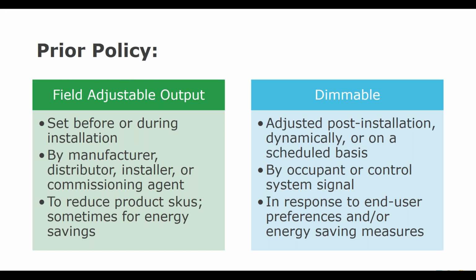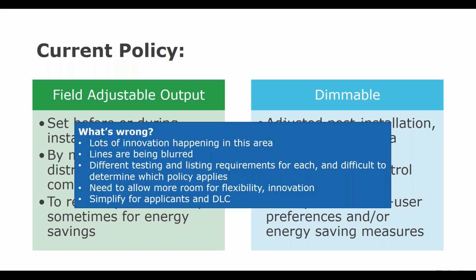Field adjustable output was proposed to be tested and listed at the default light output, whereas dimmable was proposed to be tested and listed at the maximum light output. So you needed to know which side of this you were on in order to determine how to test your product, and the DLC needed to know which side you were on in order to determine whether to accept your test results. And so this is where things got really problematic.